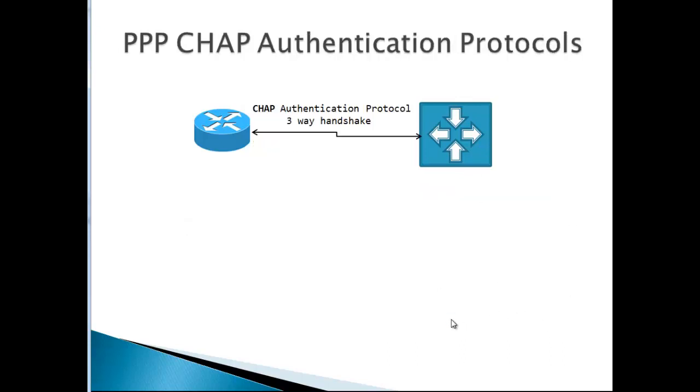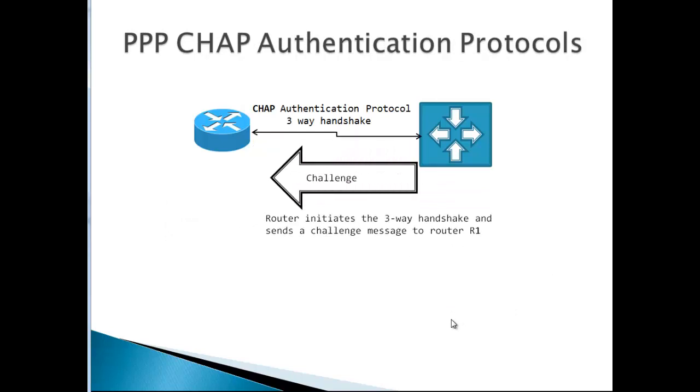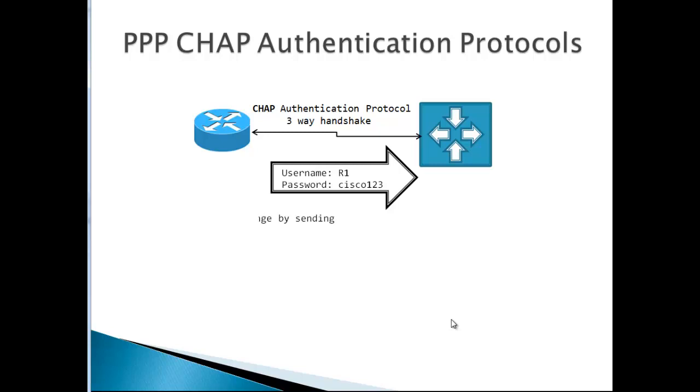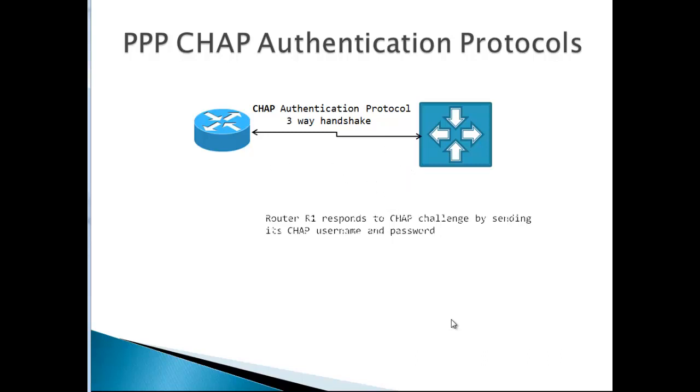CHAP authentication protocol is a three-way handshake. So first we have a challenge. The router initiates the three-way handshake and sends a challenge message to router 1. Now router 1 will reply with the username and password. So it will reply to that challenge with the username and password, but it's in message digest 5. So it's one-way hashing. Then the router will actually evaluate the username and password, or that message digest, and it will compare with the database.